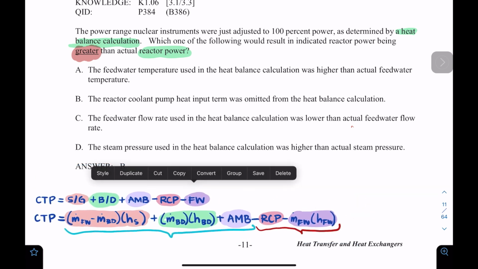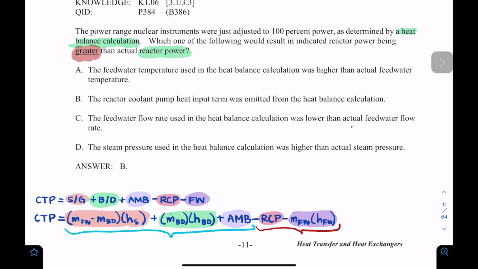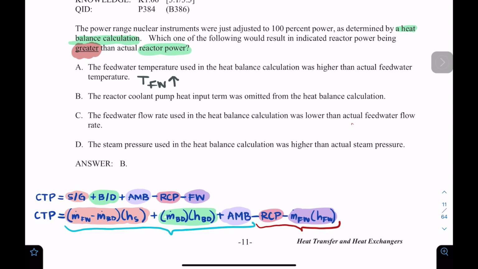So let's go over this one. It says that the feed water temperature used in the heat balance calculation was higher than the actual feed water temperature. So basically it's saying that the temperature of the feed water increased, right? So we had an increase on the feed water. What is that affecting?